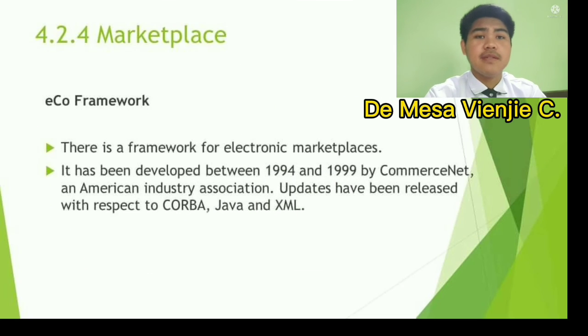Good day everyone. My name is Benji De Mesa and I'm here to discuss to you the ECO framework. So there is a framework for electronic marketplace. It is called ECO framework. It was developed between 1994 and 1999 by CommerceNet. It is an American industry association.